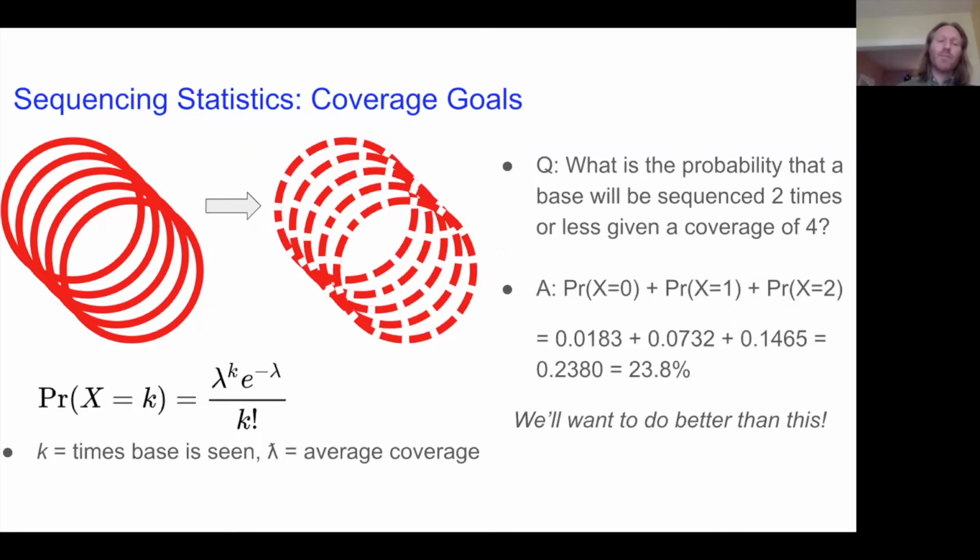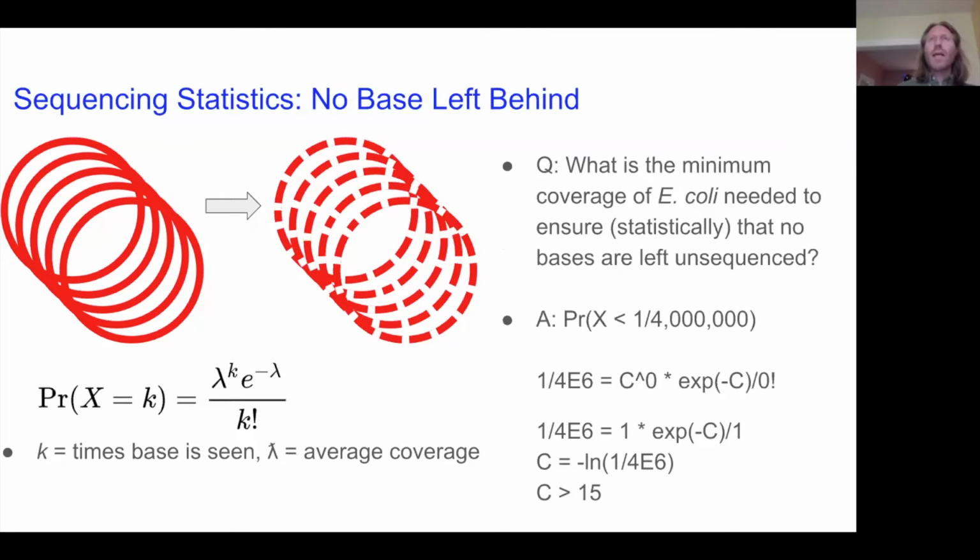when we're actually doing the genome sequencing if we want to get a good assembly. So we can ask it another way: what is the minimum coverage necessary to ensure statistically that no bases are left unsequenced? For that, we can do something like set the probability to a very low number, for example, 1 in 4 million. That would assume there was only one base that was unsequenced in the entire E. coli genome, and then solve for k, or solve for lambda, the coverage.